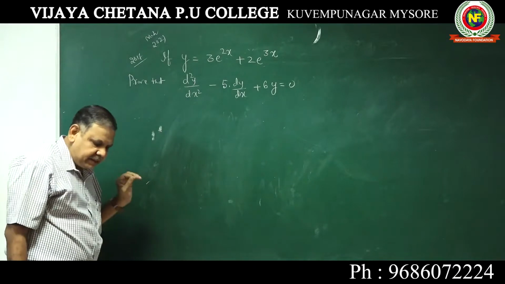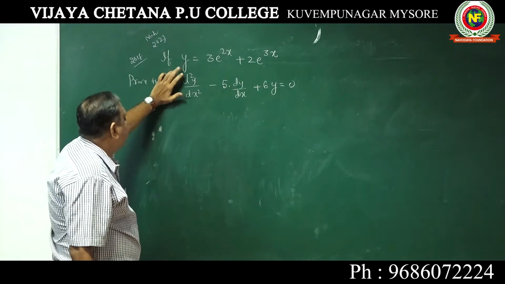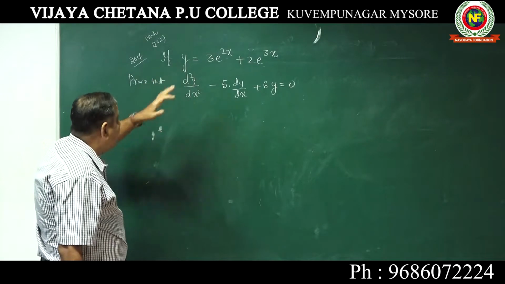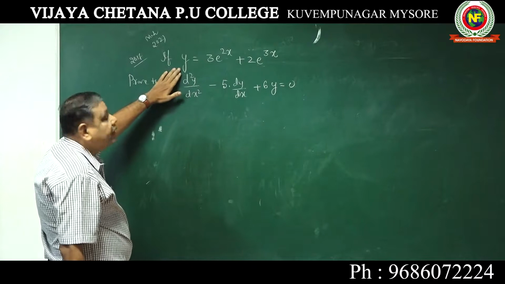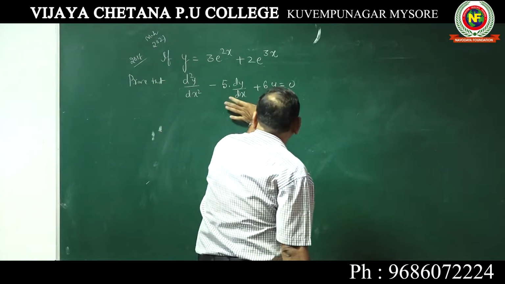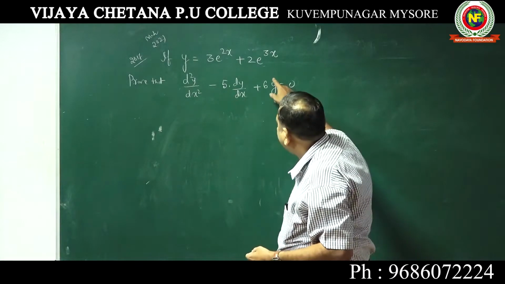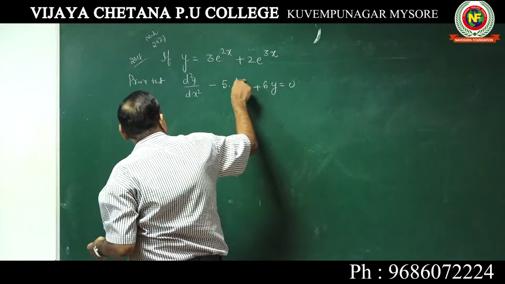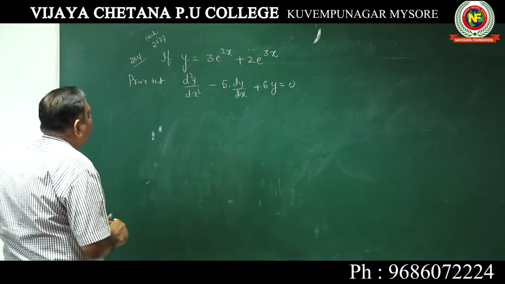What you should do, I will just give you the hint. Take this, call it as equation number 1. Find dy by dx from this. Find d square y over dx square. Your answer will not come as it is, as in the previous problem. Take the LHS of this equation. Substitute for y, dy by dx and d square y over dx square. Then automatically you will get the answer.